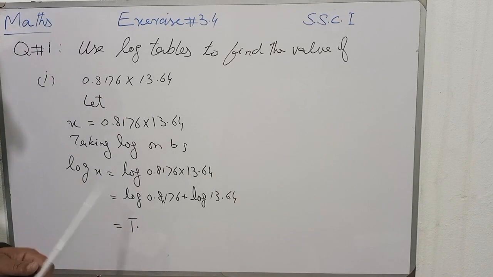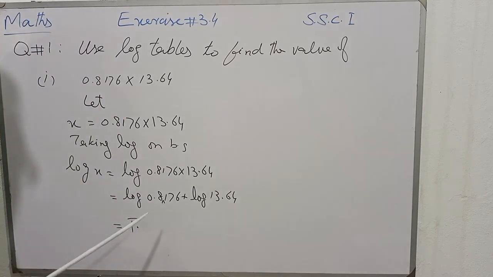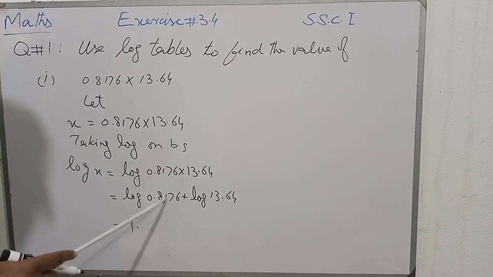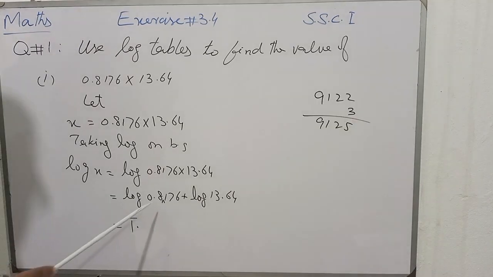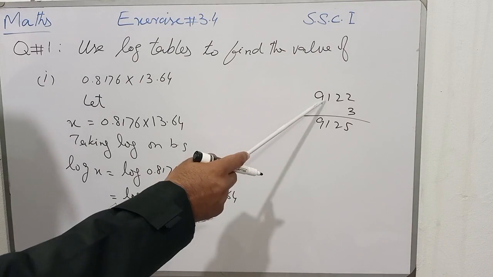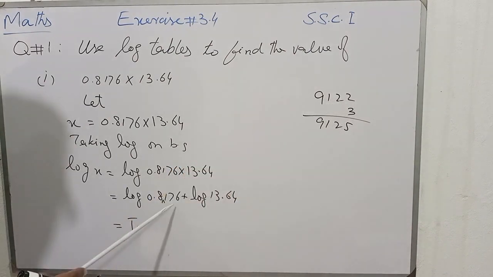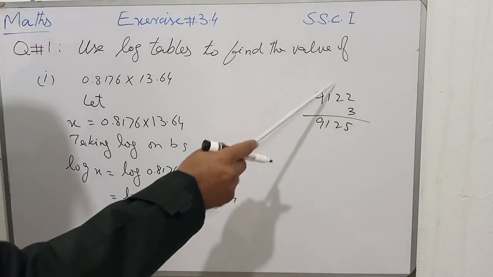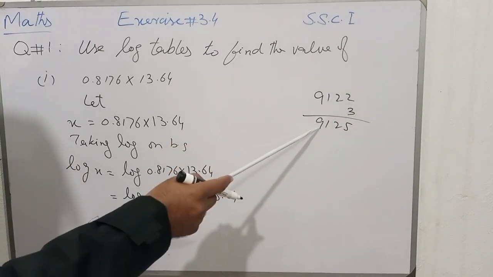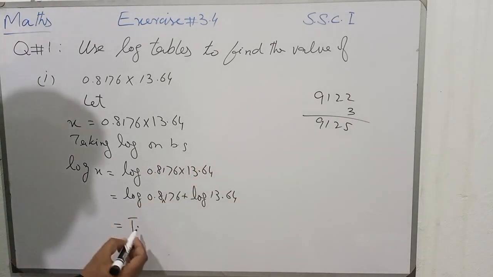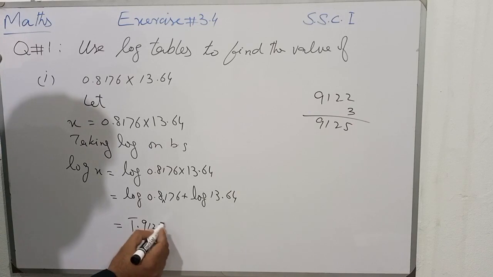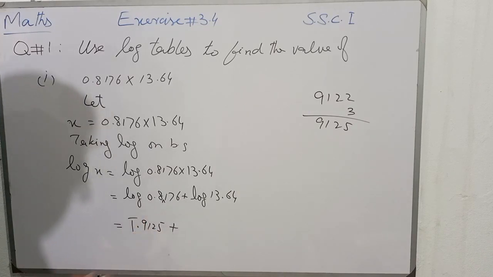Now we have to use the log table, in which we will see 81 in the column of 7 and then take the difference. When you see 81 in the 7th column, you will get 9122, and when you take the difference of 81 in the 6th column, that is 3, and when you sum up both the numbers, you will get 9125, and it will be our mantissa. The mantissa is written after the decimal, so I will write 9125. Here is plus, so plus will be written.